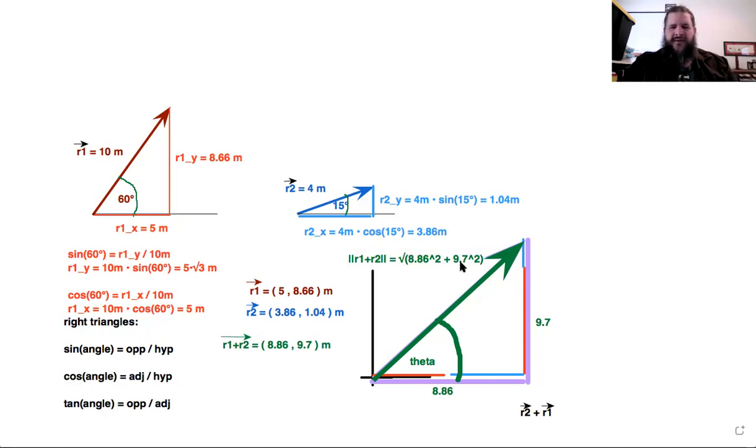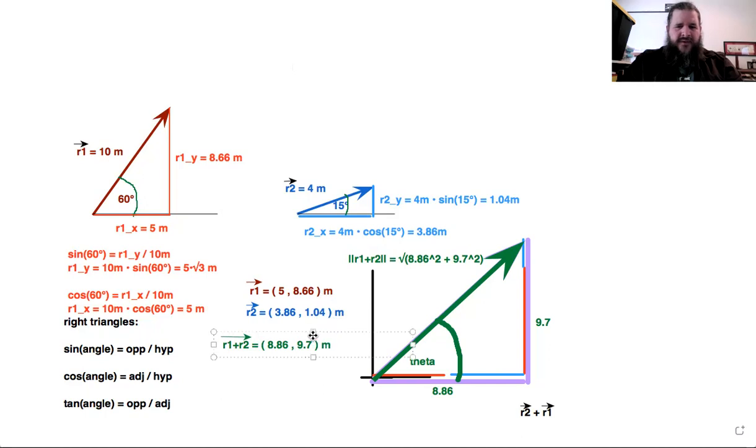Yeah, quadratic formula would be if you're solving something of the form ax squared plus bx plus c. So kind of related, and they both involve something squared. But Pythagorean theorem should work anytime you're dealing with specifically a right triangle and you know any two of the sides and you're trying to find the third side. So if we punch that into a calculator, 8.86 squared plus 9.7 squared and take the square root, looks like 13.14, about 13.1.